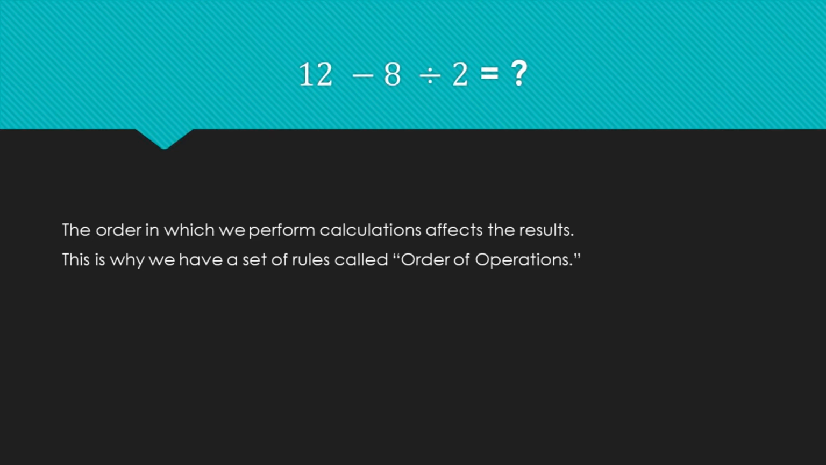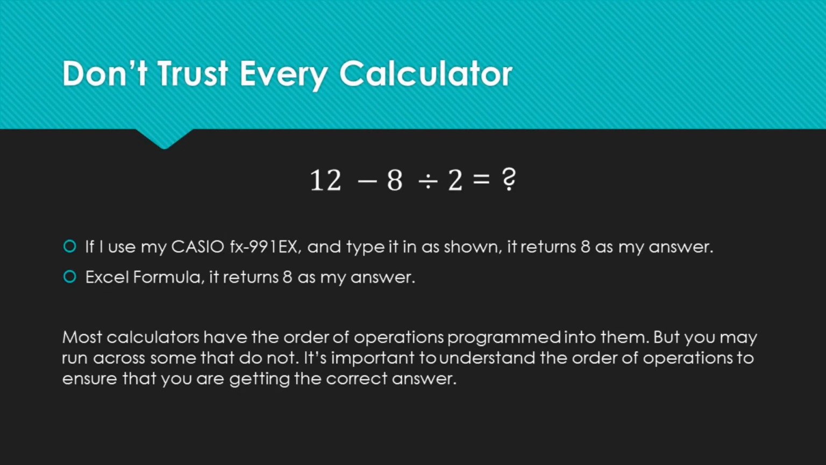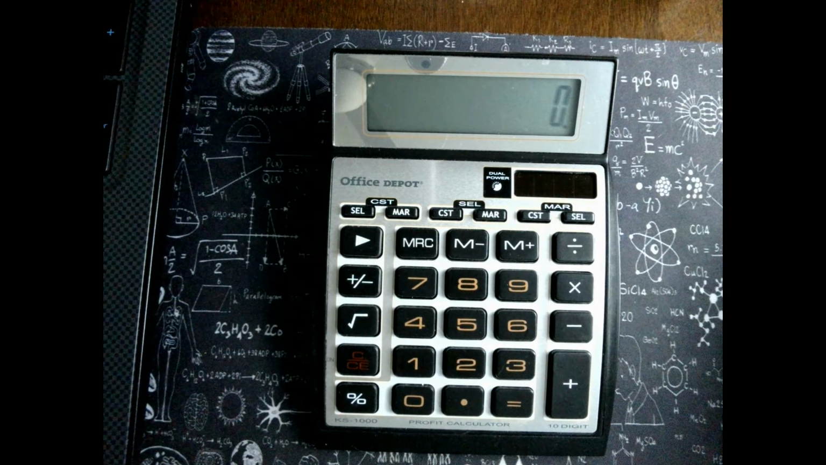Following the order of operations ensures that everyone will get the same result when they attempt to work the same formula or equation. I want to show you something sad, but true. Not all calculators are created equal. Here is an older, basic function calculator. It has the 4 basic functions: add, subtract, multiply, and divide. It also has a square root key. It doesn't do any of the higher math functions.